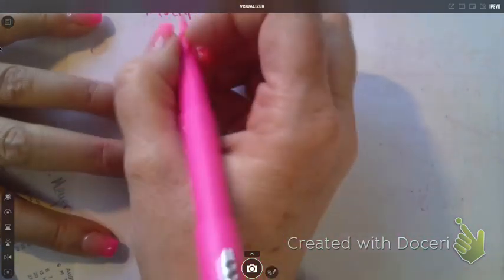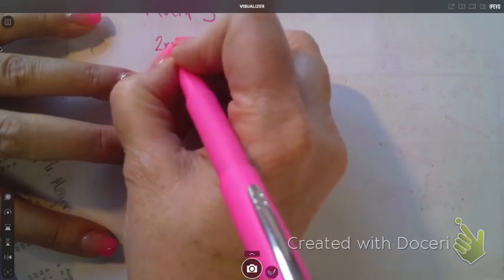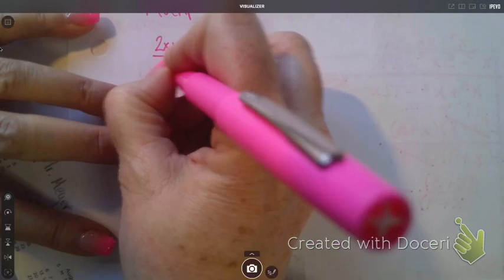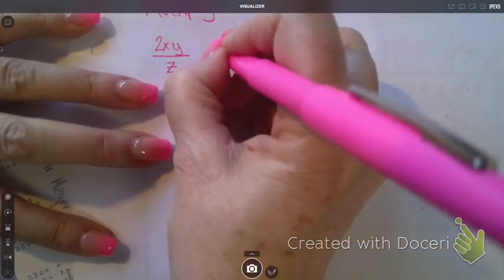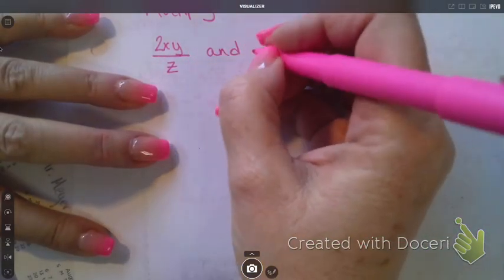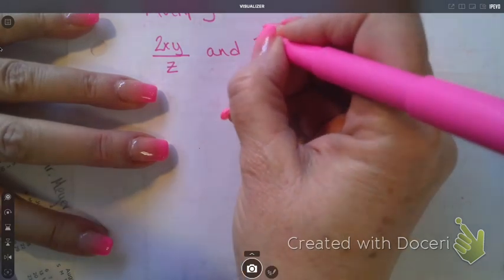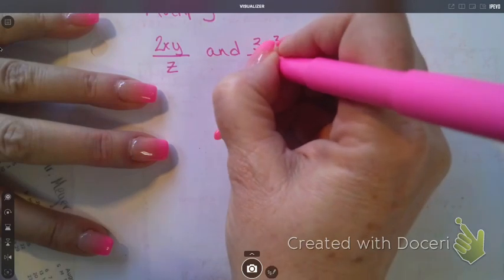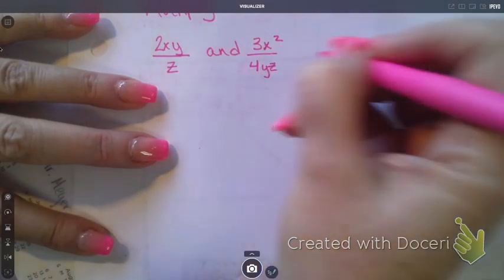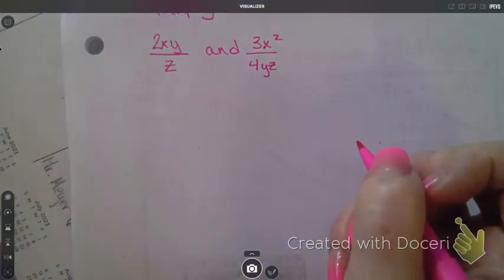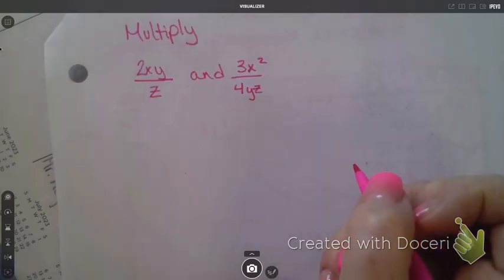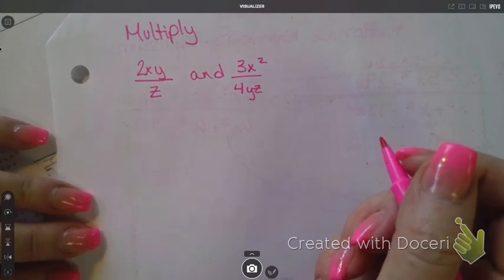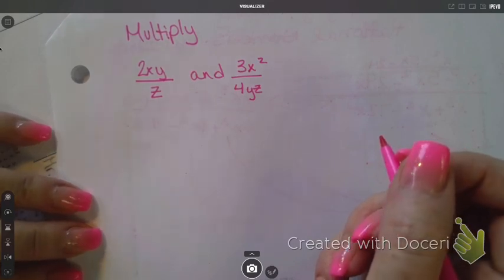So we multiply 2xy over z. And I'm going to write it that way for a second so you can see. 3x squared over 4yz. Okay, how would I write that and? Like multiply them. How would I write the multiplication? Would I put an x? No. Dot. I wouldn't put a dot either. I'd put a what? Parenthesis.